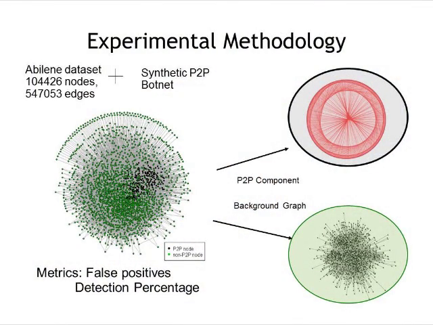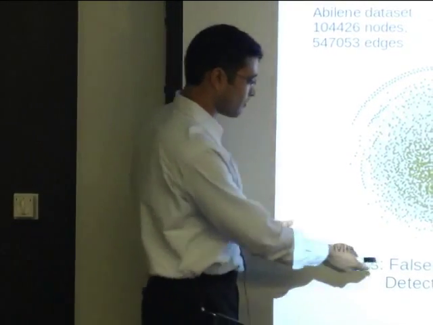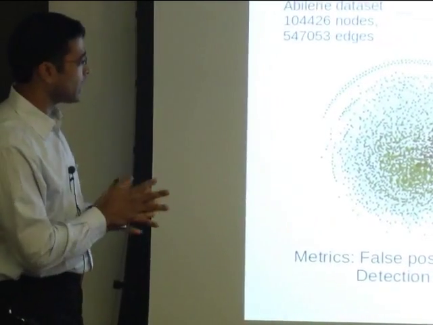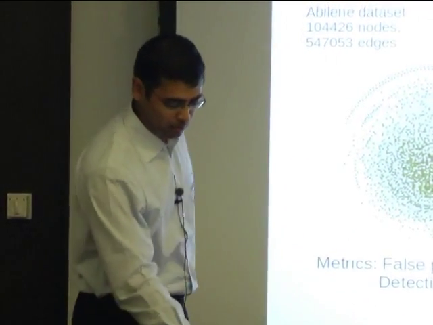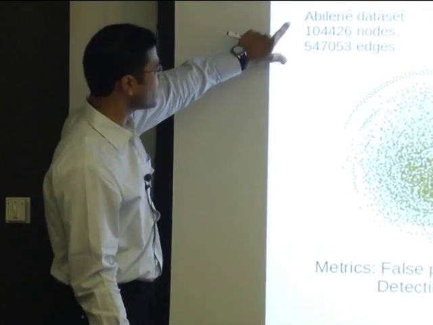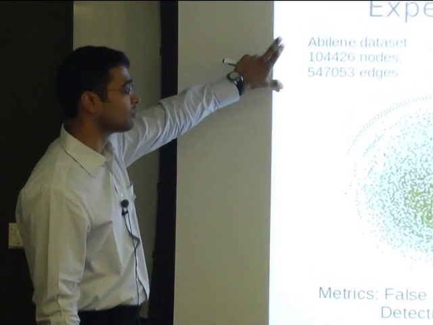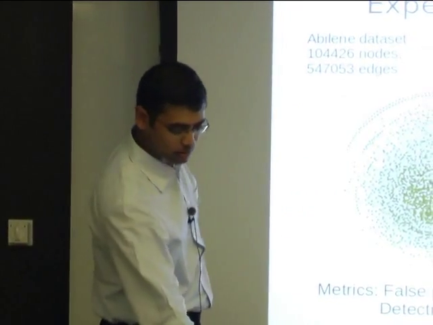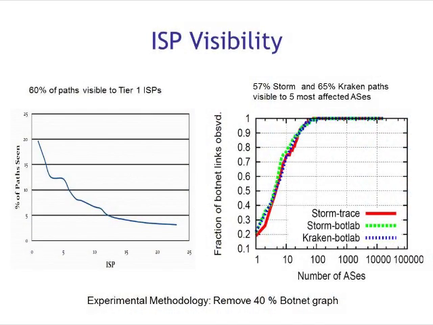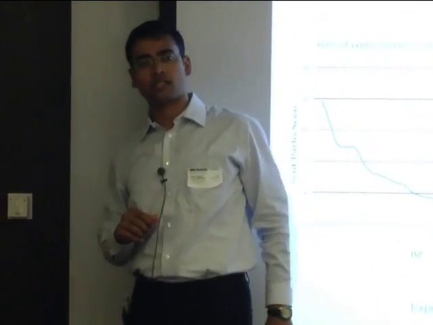Okay, so this is a reminder of what we had in the beginning. Essentially, the detection metrics are false positives and detection percentage. And hopefully, false positives are sufficiently low, then even if this is not very high, you can have a workable mechanism. The first part of our experiment is a Abilene data set from 2009. Yeah, and that has 104,000 nodes and half a million edges. There's also a CAIDA one. Where was the data gathered? I mean, how many points of presence did you have? I think two routers. We had two routers, Chicago and Kansas.